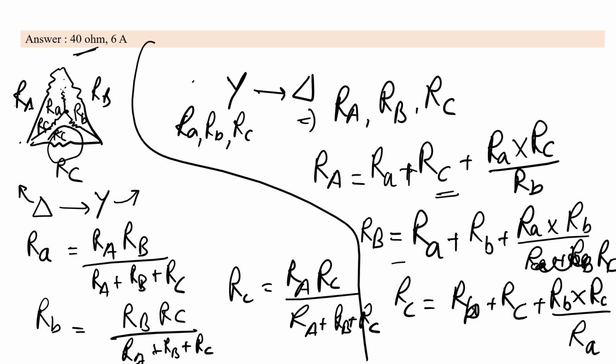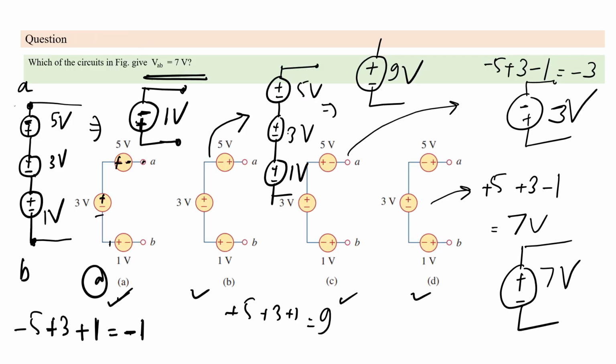So moving forward to the next question. This is a question where 4 circuits are given. You have to find out which voltage will appear across the terminals A and B. The voltage which appears across the terminals A and B is 7 volt. I'm giving you 5 minutes to solve this question. Just let me know if you have written it out.